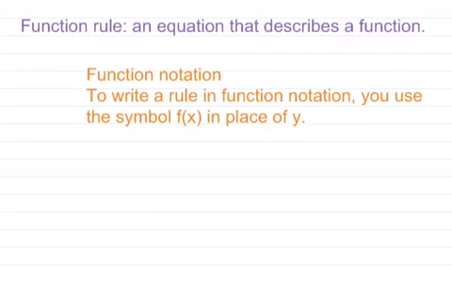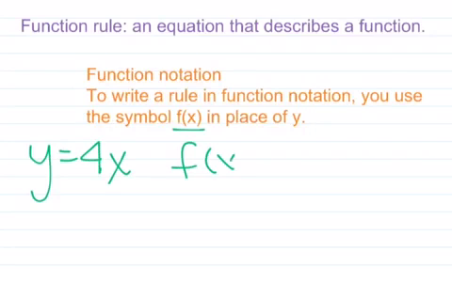So let's talk about function notation. To write in function notation, you use the symbol f of x in place of y. So for instance, if it says the function rule y equals 4x, you're going to put f of x in place of y, and then in your book, it gives you 4x.